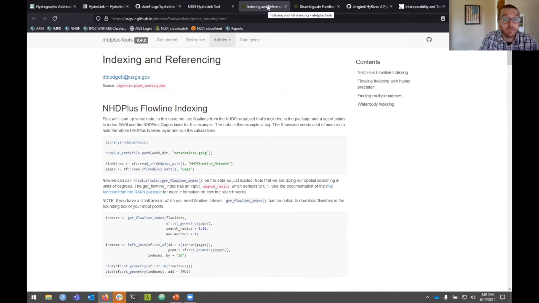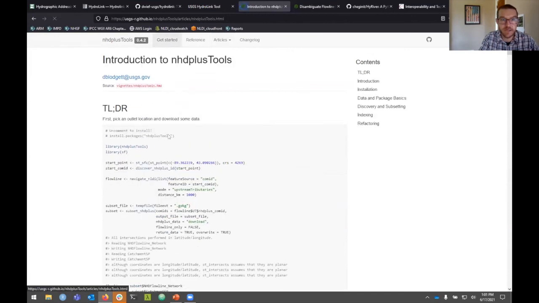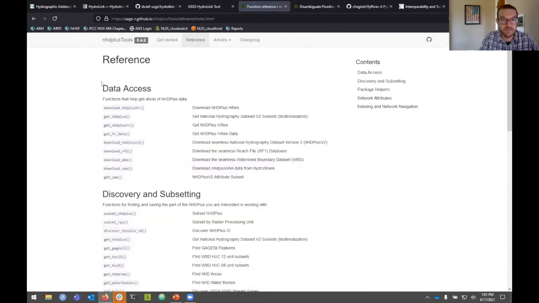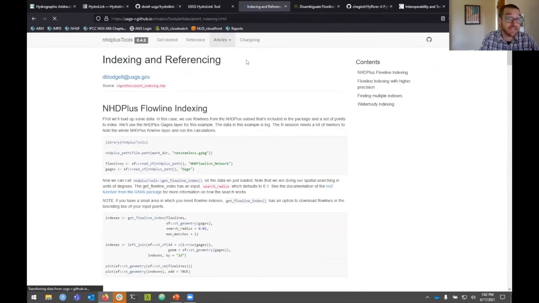So my package in R is useful for downloading data from the NHD as data sets. There's a getting started vignette that shows how to do that. There's kind of a data access reference section for how to download both NHD Plus v2 and NHD Plus HR data. There's also a number of vignettes, so working with NHD Plus HR, plotting, and indexing and referencing.